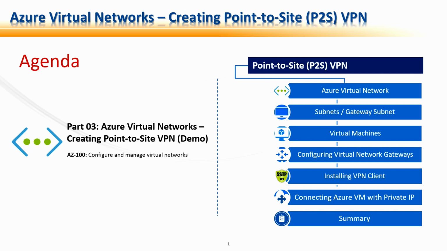So this is going to be a demo intrinsic session, and we are going to learn how to make the Point-to-Site VPN, how to create the virtual network gateways, and how to create a separate subnet for the gateway that is required, creating the certificates that are required, and then installing the VPN client, and then connecting to the Azure virtual machine from your on-premises system or on-premises resource using the VPN client that we have downloaded. So let's get started.